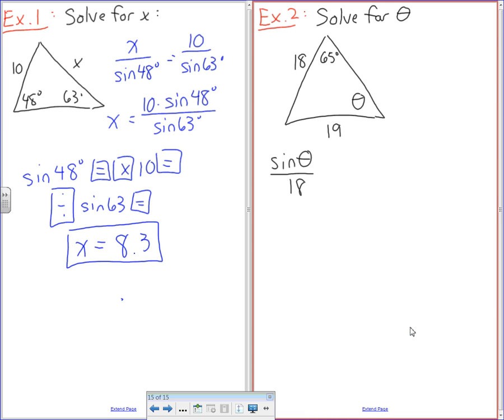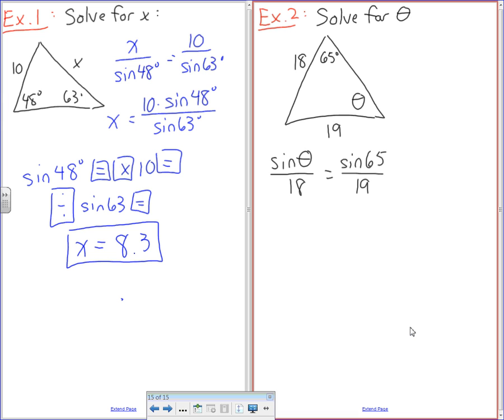Sine 65 over 19. Okay. Now, I know I'm going through this quickly because I want to get all three examples done before class ends. But how are we feeling about these things right there? We're okay? You guys did this a few days ago, right? So I need to make sure that calculator's burned.